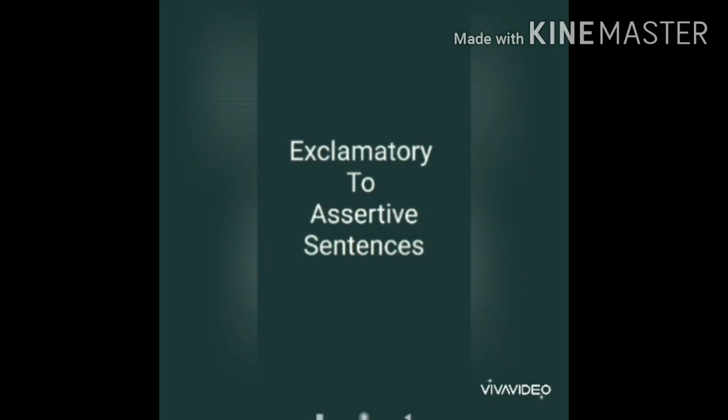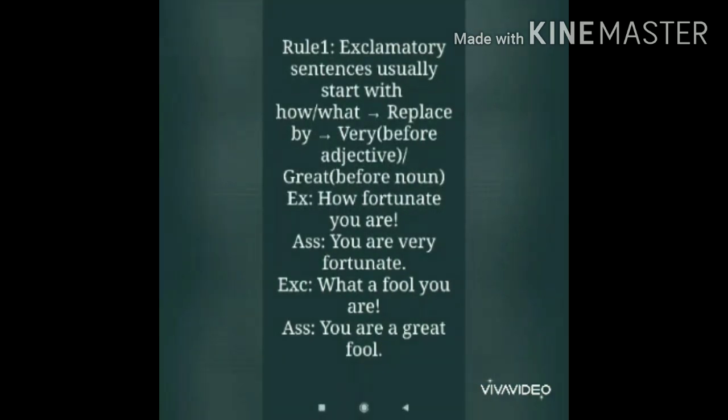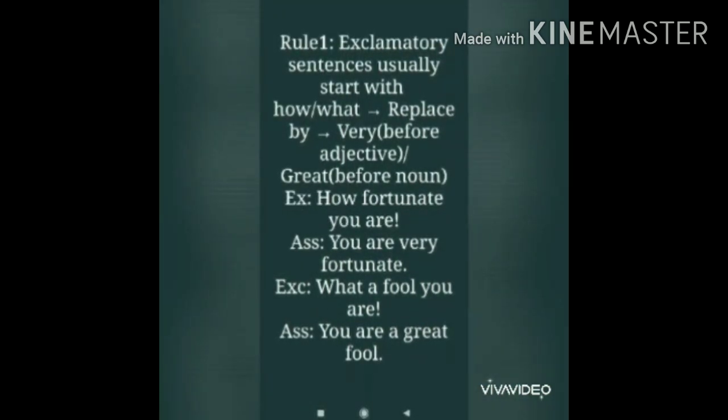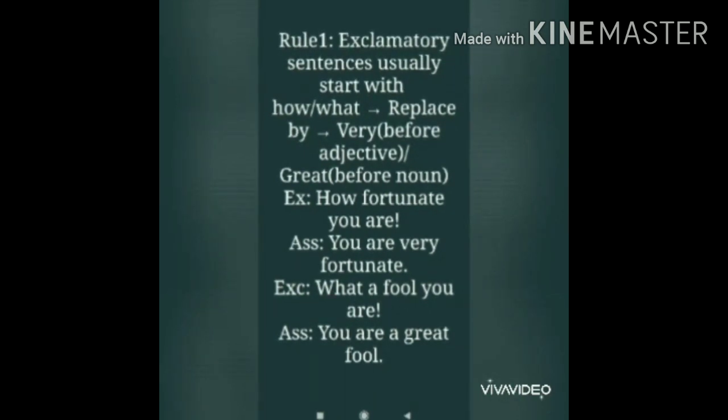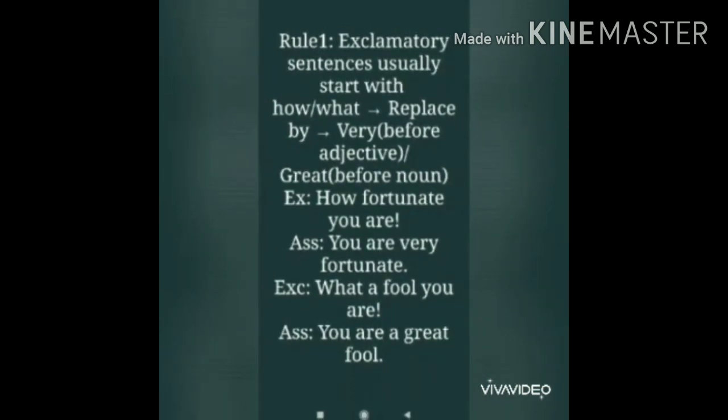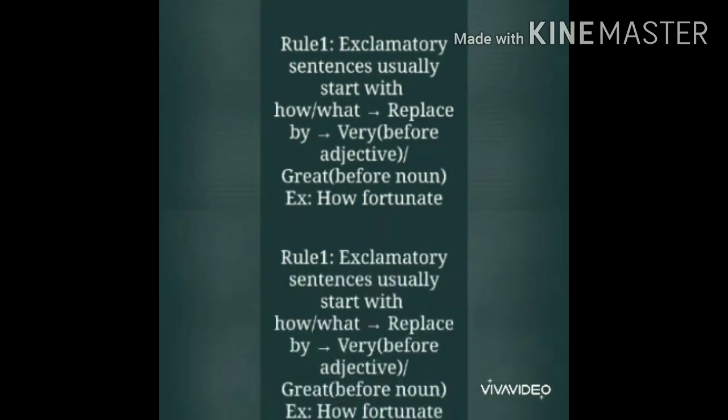Transforming exclamatory to assertive sentences. Let's go through a few rules in order to learn this. Rule 1. Exclamatory sentences usually start with how or what. So if any sentence is starting with how or what, then replace these two words. Replacing means instead of these two words, write down very or great.